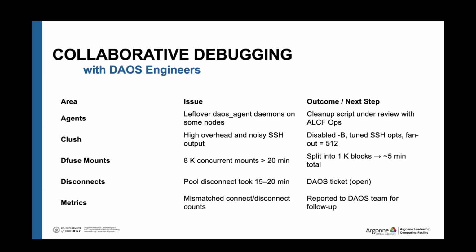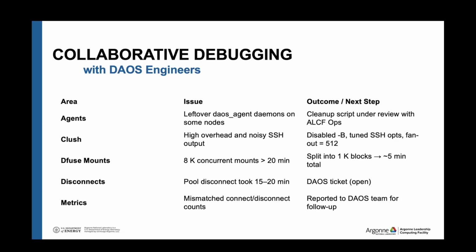The dfuse mount itself, at full system scale, was pretty much taking a very long time. So again, we did some work with the engineering team to try to improve that. Initially it was taking 20 minutes, and I think we've gotten that down to maybe around 5. Within DAOS, the pool disconnect times were also taking an exceedingly long time. I think DAOS opened up a support ticket to improve this. I think this may have been fixed in subsequent releases of the software.